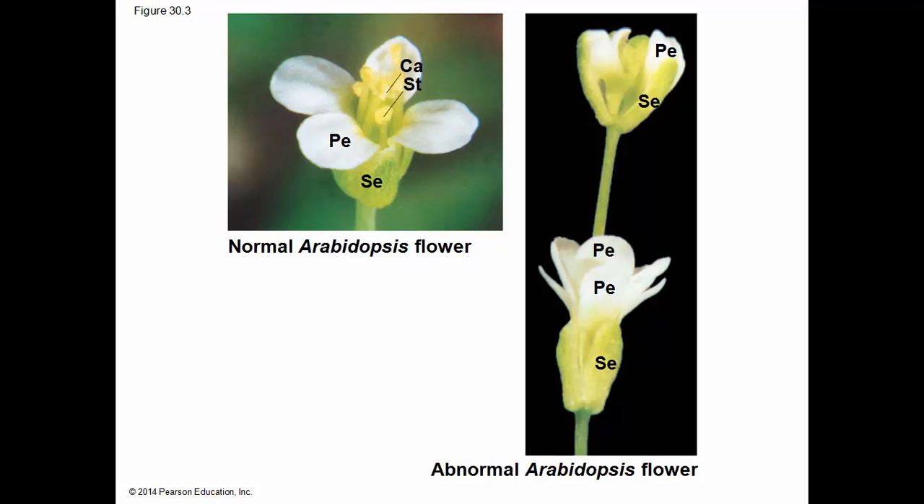Okay, so here PE stands for petal, SE stands for sepal, CA for carpel, and ST for stamen. So you see here's a normal Arabidopsis flower. This is a very highly studied plant. It was one of the first organisms to have its genome mapped. And this is an abnormal or mutated Arabidopsis flower. You see it has a double set of petals here, and then it's got sepals and petals, but it's lacking the carpels and stamens. So the carpels and stamens have instead mutated and turned into a whole other flower. So these kinds of mutations do occur.